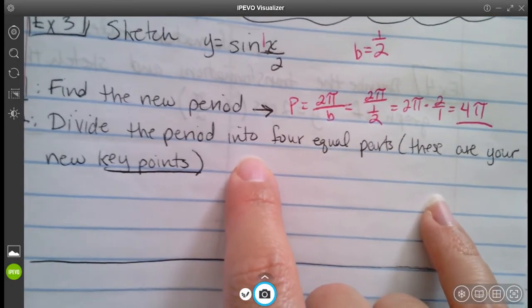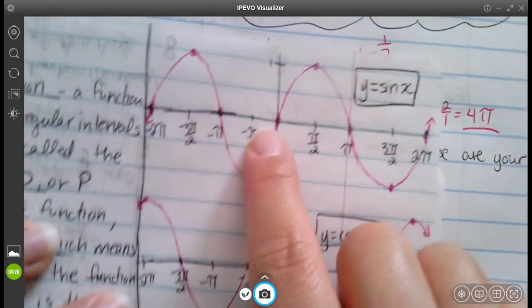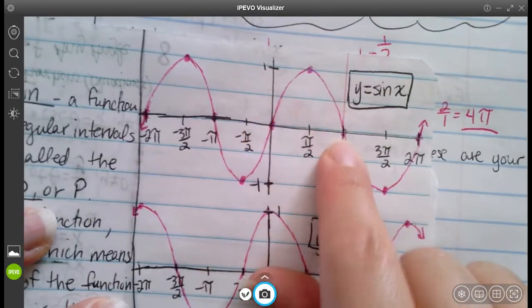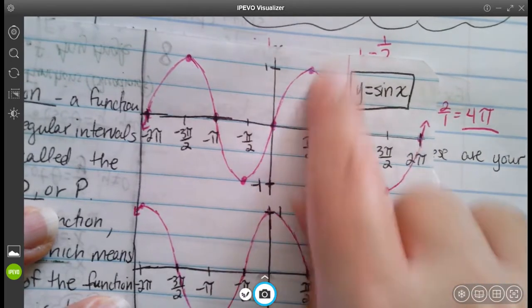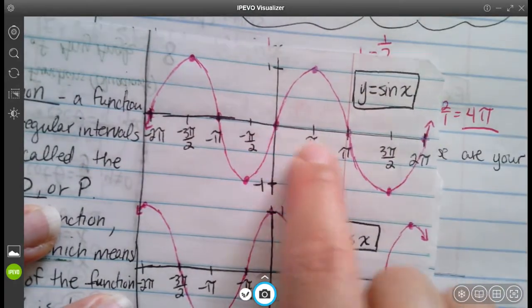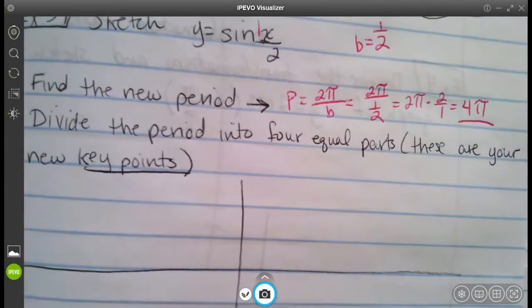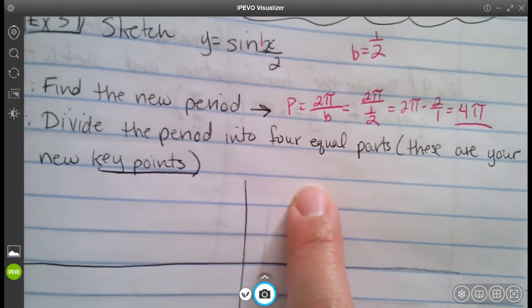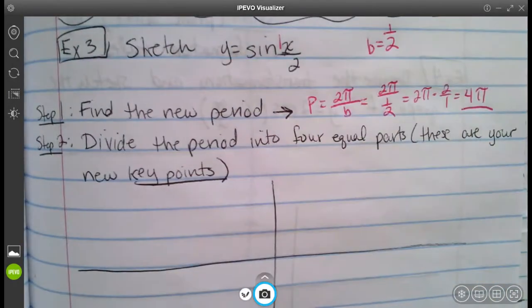Why 4 equal parts? Because those 4 equal parts are what we have in our original graph. We start with an intercept, a max, an intercept, and a min, another intercept. And that's when this whole thing kind of repeats itself. We have 1, 2, 3, 4 pieces in between that. So we're going to have to do the same thing for this part right here. These are basically going to be our new key points. So let's go ahead and do that.